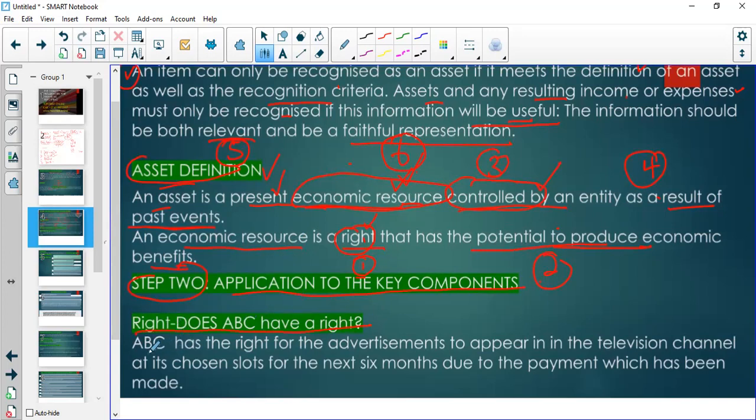So ABC has the right for the advertisements to appear in the television channel at its chosen slots for the next 6 months due to the payment which has been made. So how do you address the issue of a right? Okay, so when you're dealing with a right, you need to identify the right. All right. So in the transaction, you need to identify the right.